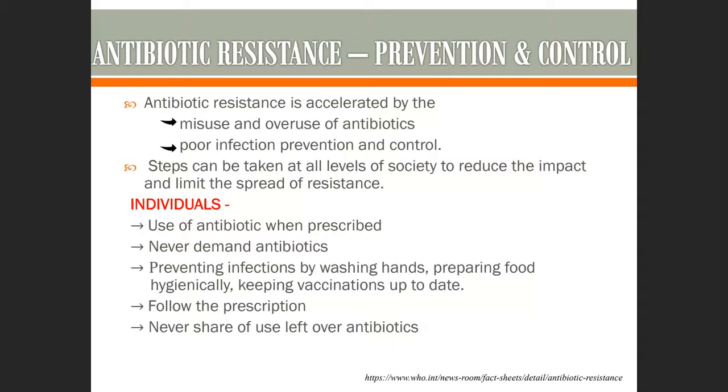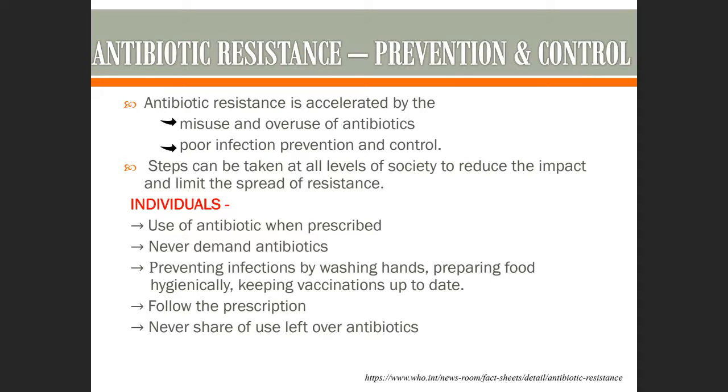Antibiotic resistance prevention and control. How can we stop this antibiotic resistance? We stop misusing or overusing antibiotics. Antibiotics have to be used when it is necessary, used properly, and given for a proper period of time. Overuse means we should not use them whenever we think, oh, I have some infection, I will take amoxicillin.